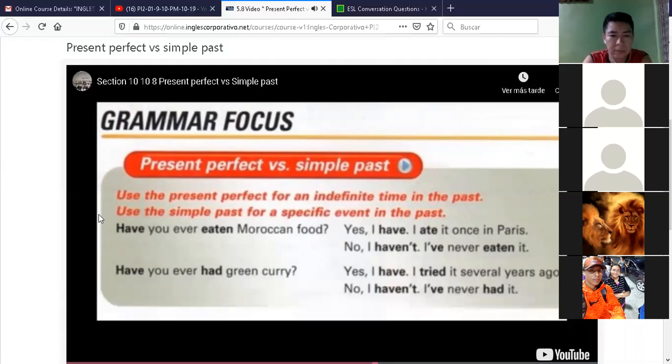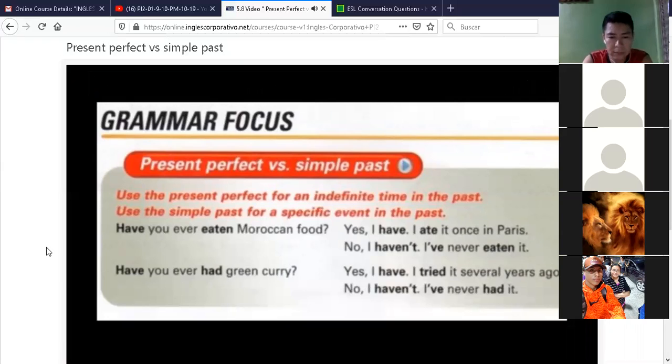Ever eaten Moroccan food? Yes, I have. I ate it once in Paris. No, I haven't. I've never eaten it. Have you ever had green curry? Yes, I have. I tried it several years ago. No, I haven't. I've never had it.